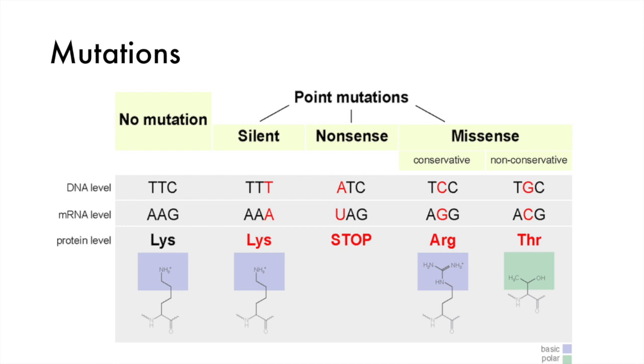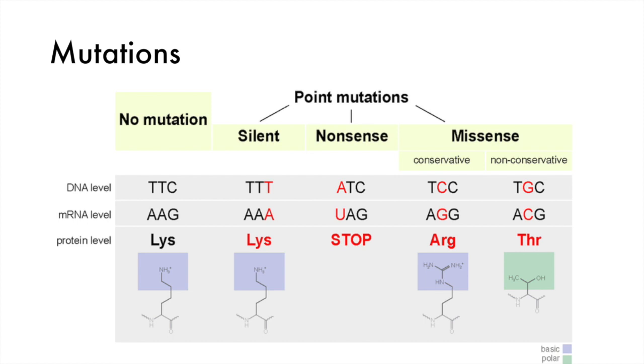So here, for example, is our original DNA codon, TTC, which at the mRNA level makes the complementary AAG, which is going to encode lysine. But let's say instead of TTC, we've got TTT, and that changes our messenger RNA codon to AAA instead of AAG. But because of redundancy in the genetic code, we're still going to encode lysine. So that's a silent mutation.